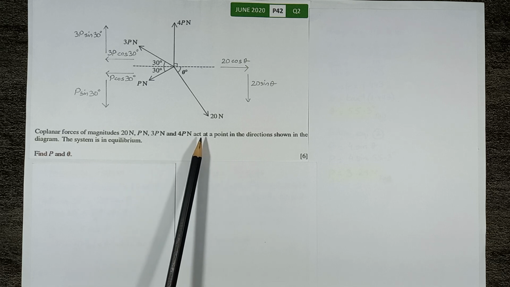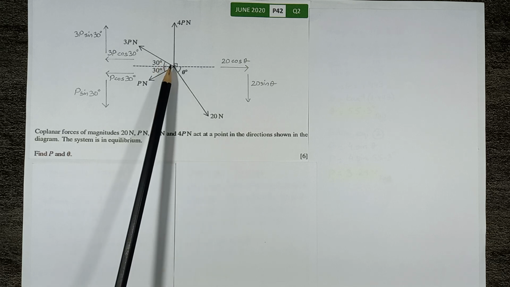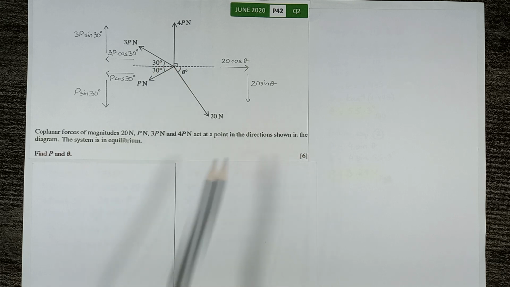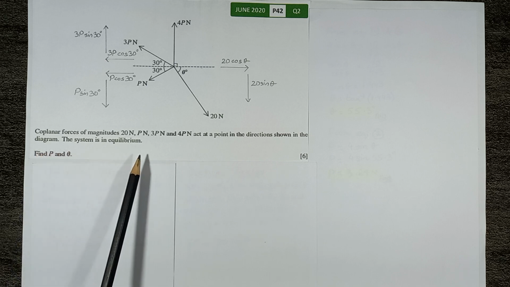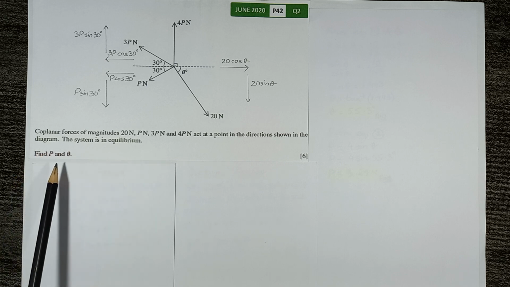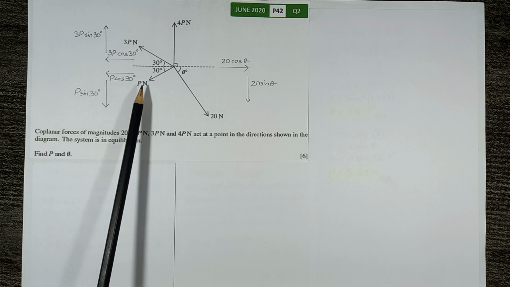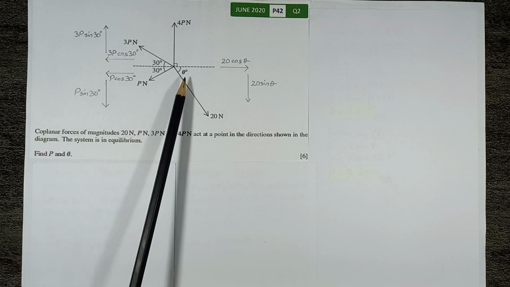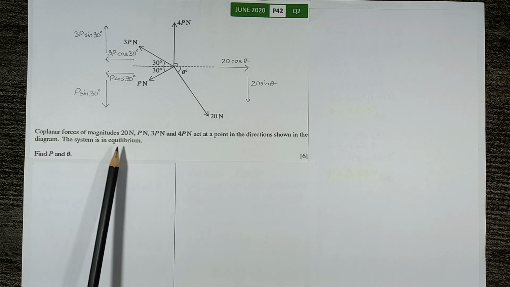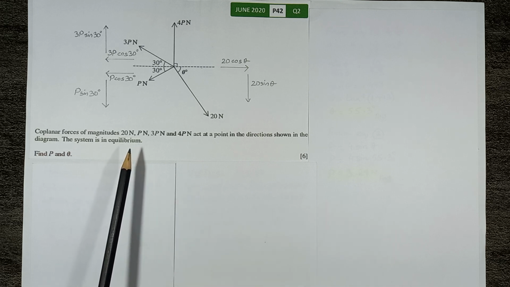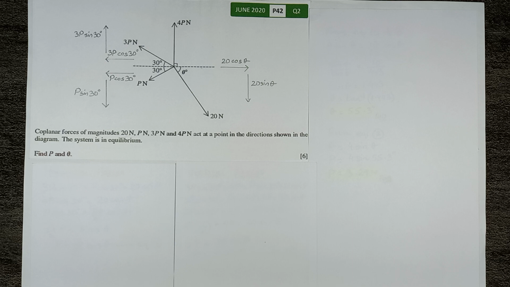According to the question, they all act at a point, in the directions shown in the diagram. The system is in equilibrium. Find P and theta. So basically, we have to find this P, which is a force, and this angle theta. The condition that they have given to us is an equilibrium condition, and we know that if it is an equilibrium condition, then the horizontal opposite forces are equal as well as the vertical opposite forces are equal.